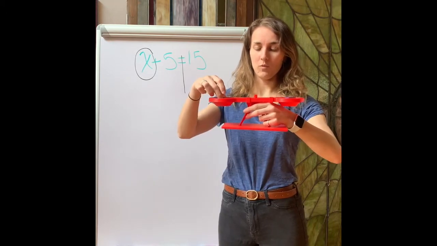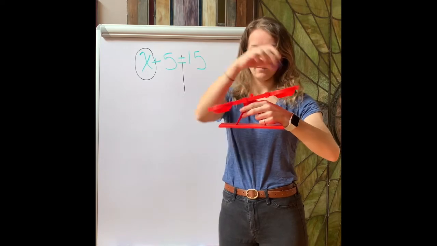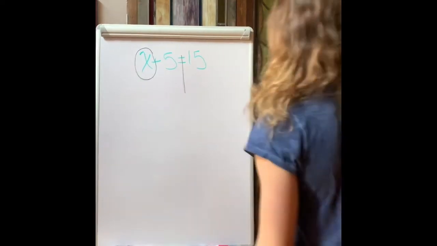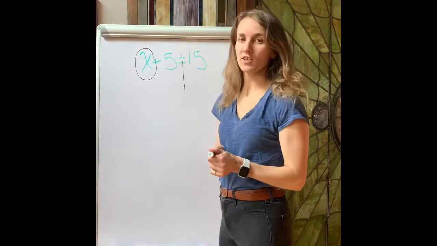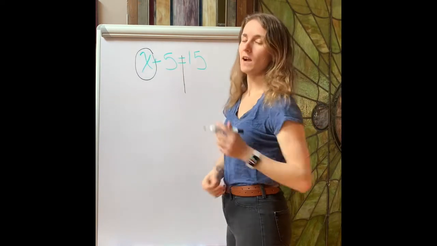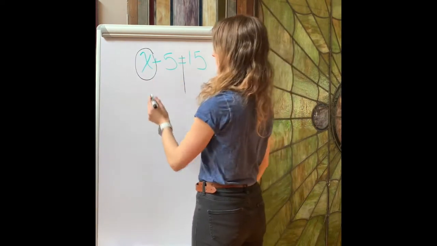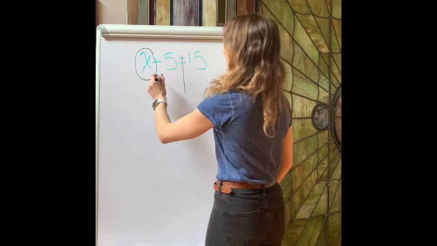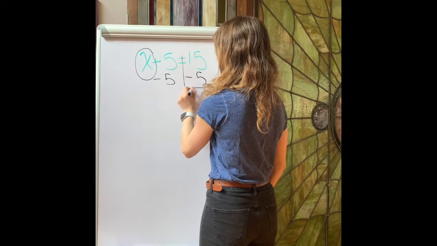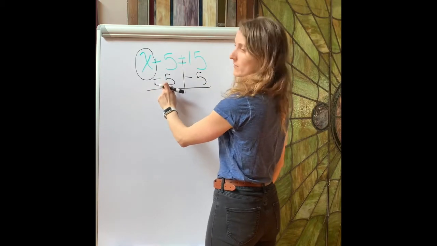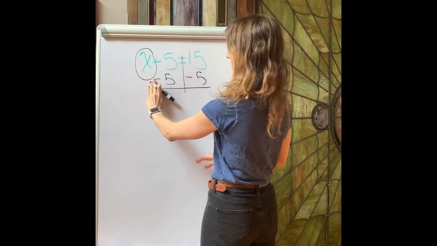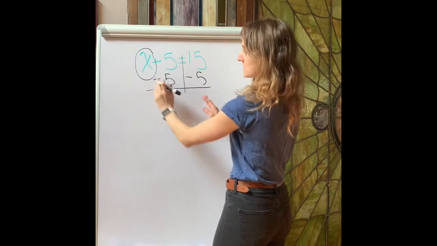See? If I take one out, I need to take the other one out too. In order to balance this equation, I want to get x by itself. Right now, positive 5 is attached to the x. The inverse of addition is subtraction. So I'm going to subtract 5 from both sides of the equation. That means I'm taking away 5 from this side, and then I'm going to take away 5 from this side. Whatever I do to this side, I must do the same to this side.